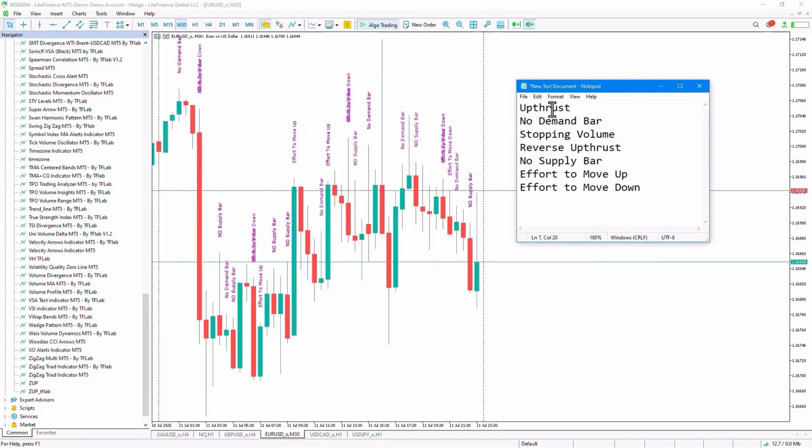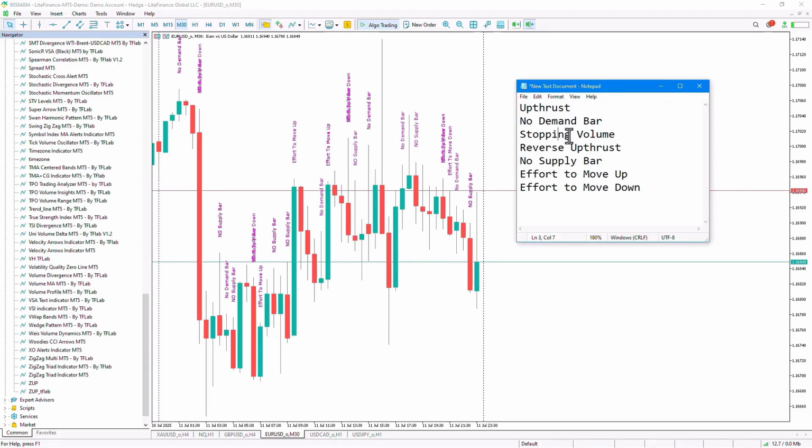These 7 signals include upthrust, which, when displayed, shows us an unsuccessful attempt to break through resistance. If the spread of a candle is large, its volume is high, and the candle is bearish while the previous candle was bullish, this signal is generated for us. The next signal is related to the no demand bar, which indicates weak demand with low volume, and when the spread is narrow and the trading volume is also low, this signal is generated for us.